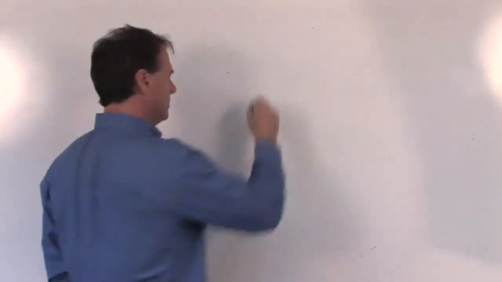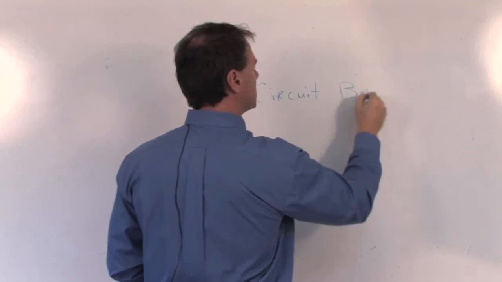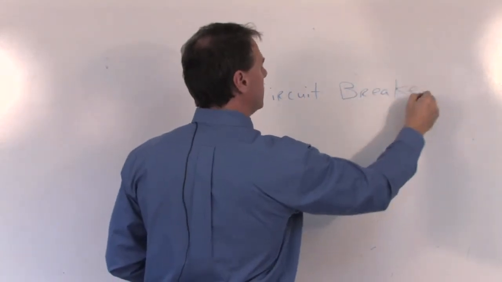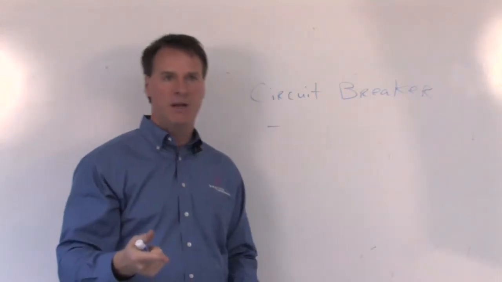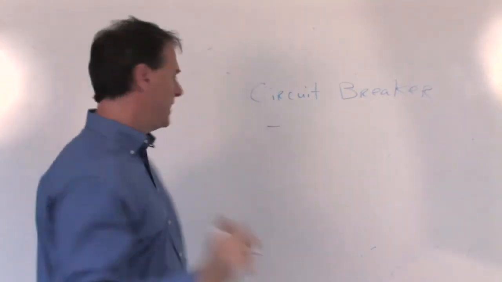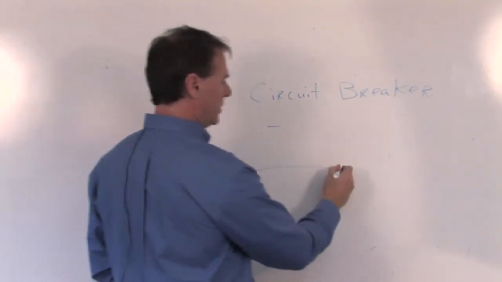Circuit breaker. Obviously it protects, you know, they have them in houses. And again, DIN rail mounted, printed circuit board mounted, direct mounted. There's a few other little things with a circuit breaker.